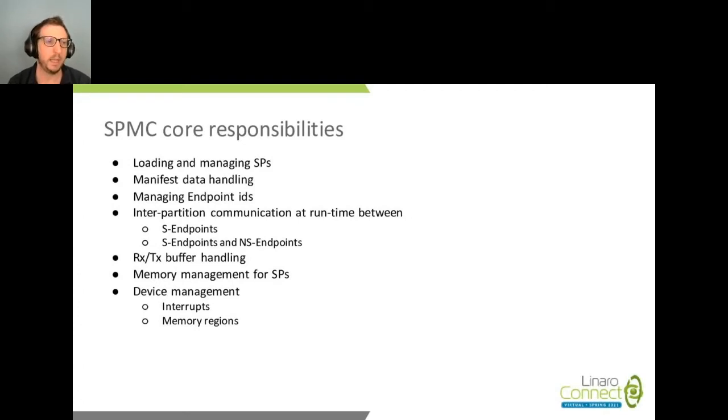The FF-A spec defines manifest files which define some of the information for a secure partition. So that can be the endpoint ID. It can be some of the memory that needs to be mapped. It can be interrupts. It can be device regions, all of that stuff. So this is all stuff that the SPMC is responsible for handling. So it needs to map the memory. It needs to set the interrupts correctly and that kind of stuff.